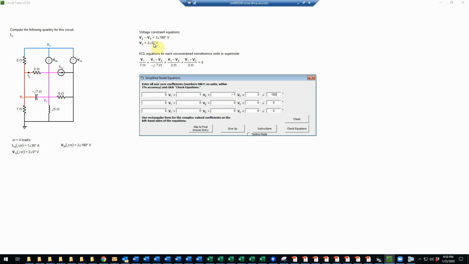Okay, so the second equation is just V3 with a coefficient of 1 is equal to the constant, which is 2 angle 0. So we put 2 angle 0. Okay, and then the third equation is the more complicated one. So now we have to look for the coefficient of V1. And we have 1/7 V1. And as you may remember, that's equal to 0.1429 in decimal form. Then we have to add it to a half and to another half, so that altogether will be 1.1429 for V1.